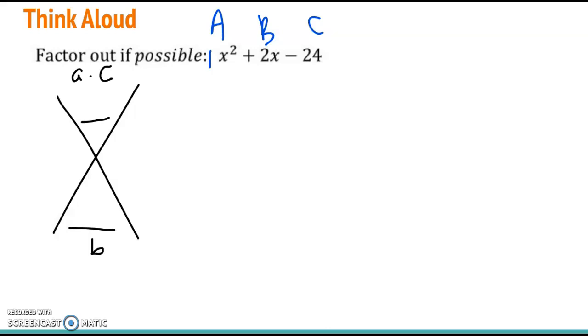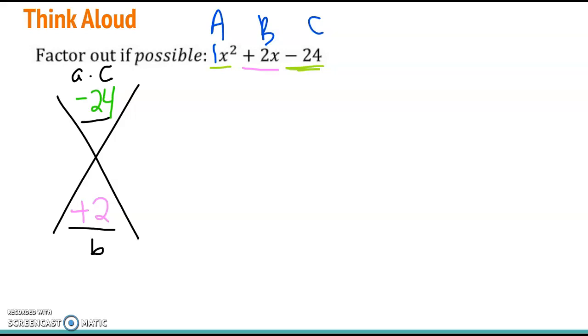So A times C. Well, my A value is 1, and I'm going to multiply it with my C value. 1 times negative 24 does give me negative 24 back. And then my B value is that positive 2. I don't need the x, I just need the number, that positive 2. As soon as I fill these two pieces of information out, I want to know what two numbers are going to multiply to give me negative 24, and those exact same two numbers added together will give me a positive 2.